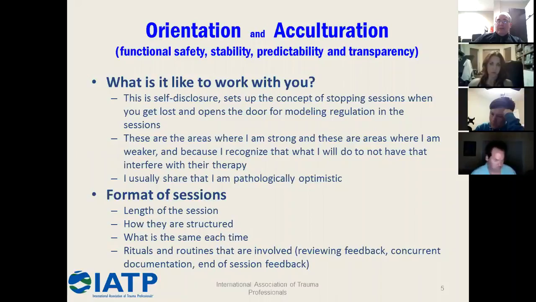Questions about the format of sessions and why we would do that? No questions? I'm going to assume everybody completely understands that and is ready to implement it. All right.